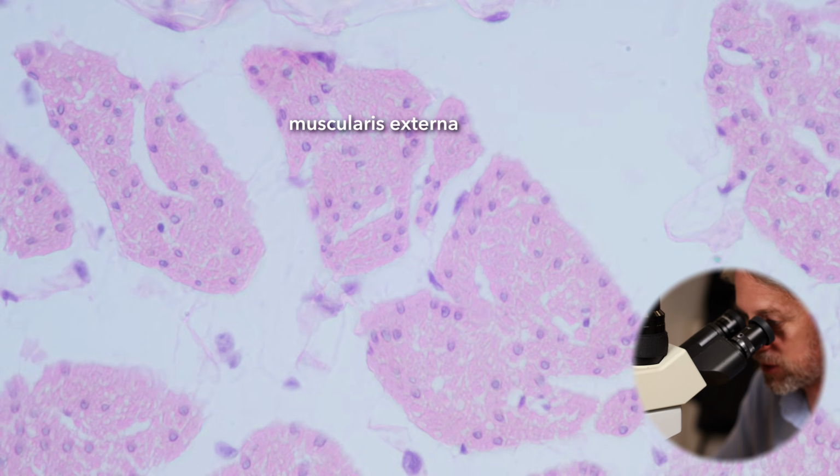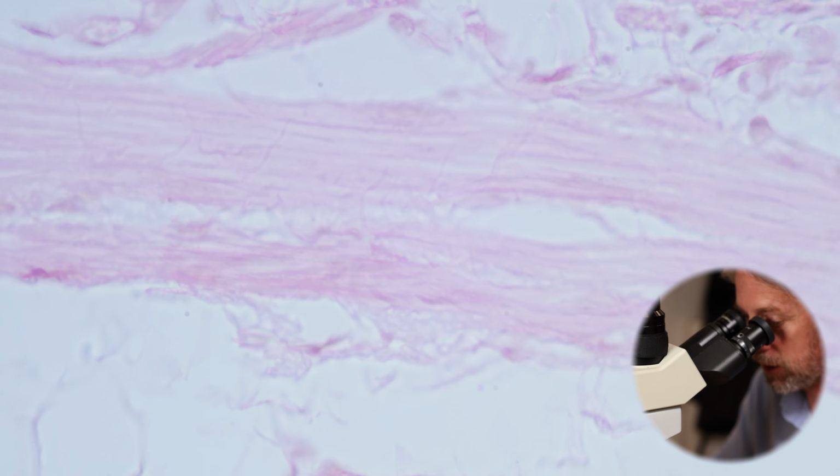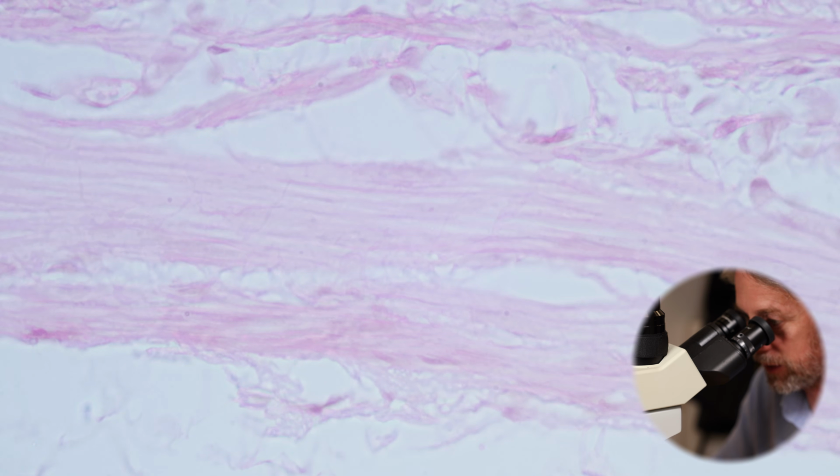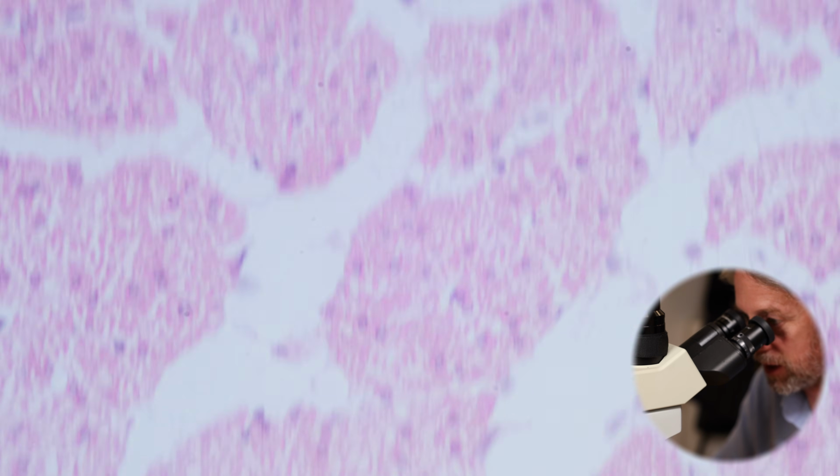So now we're in the stomach, so this has got to be smooth muscle, autonomic muscle, and look, there's not a lot of stain on this. It's quite light, but you can see that the fibres there are running in one direction, and the fibres there are running in another direction.